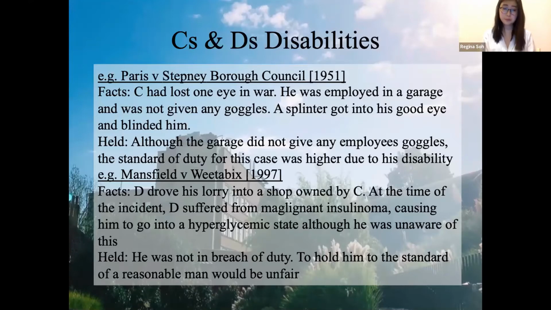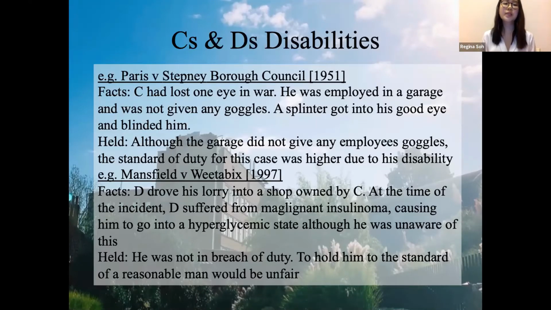So the first one would be Paris and Stepney Borough Council in 1951. The first case will deal with the claimant's disabilities, and this will show how the threshold of liability will be increased or decreased by the judge.